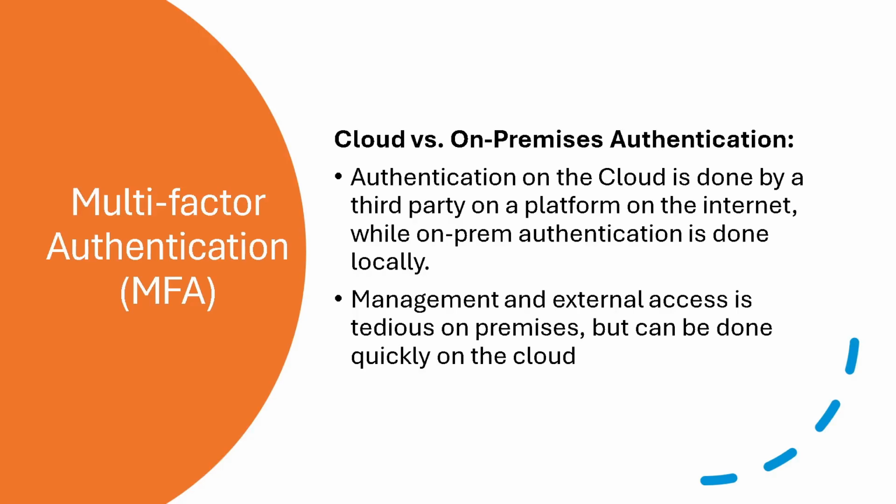Authentication on the cloud versus authentication on premises. Authentication on the cloud is done by a third party on a platform on the internet, while on premises authentication is done locally. Management and external access is tedious on premises but can be done quickly on the cloud.